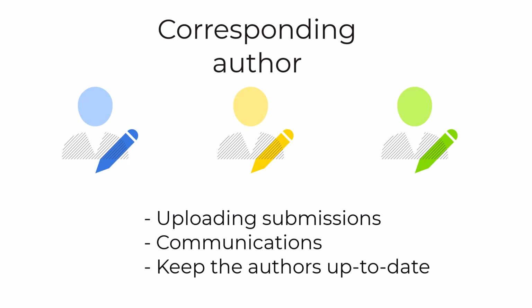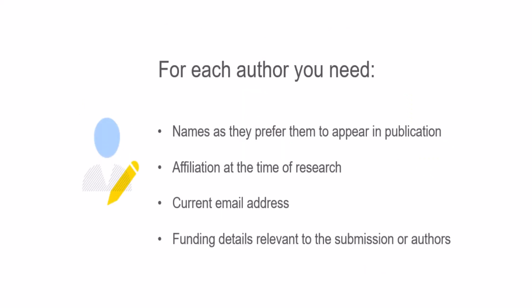All authors should have agreed on the order in which the authors should be listed if the submission is published. In addition, all authors must agree on who will act as the corresponding author. The corresponding author will need to gather the following information from each co-author before submitting: their name, as they prefer it to appear in publication, including any title or degrees, their affiliation at the time of the research, their current email address, as many journals will email the co-authors to confirm their contribution, any funding details that are relevant to the submission or to the authors.